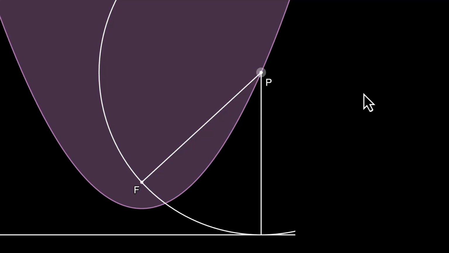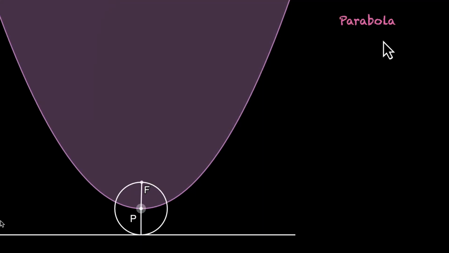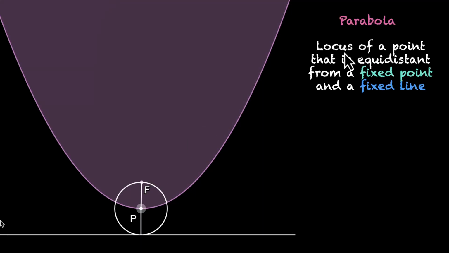All right, so let's define the parabola. The definition of parabola using distances is this. It's the locus of a point that is equidistant from a fixed point and a fixed line. This fixed point is called the focus and the fixed line is called the directrix. Let's look at the other two, the ellipse and the hyperbola.